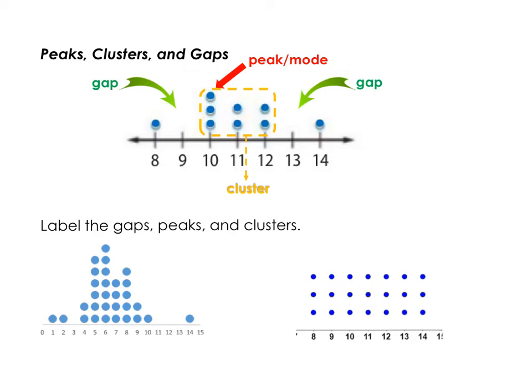All right, in this video, we're going to talk about peaks, clusters, and gaps. So the first thing we're going to talk about is a peak, which is also known as the mode. Remember, we talked about dot plots before, and we said the highest stack is also called the mode. Well, it's also called the peak of the data. And here, if we were to look at the peak of the data, we would say the peak or the mode of the data is at 10 because it is the highest point on this graph.